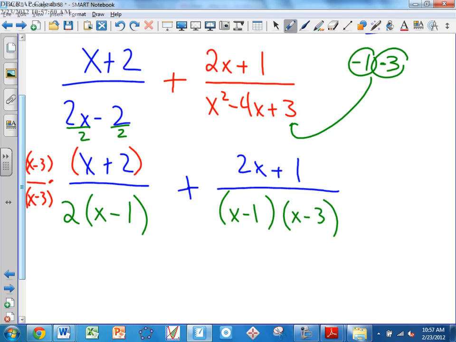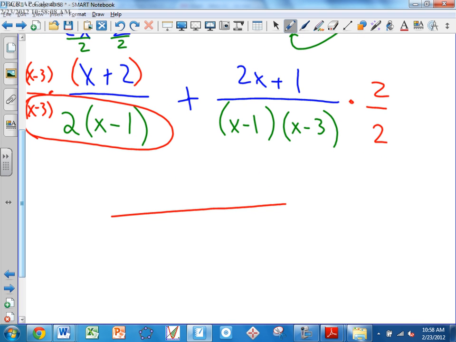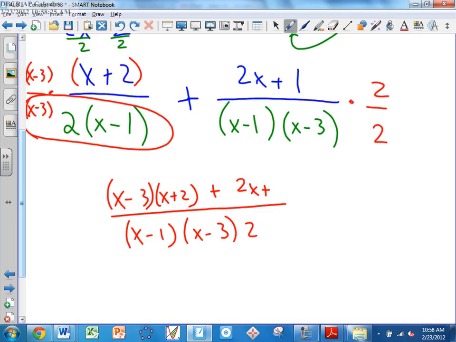Again, my denominator over here, take a look at it please, consists of now x minus 3, x minus 1, and 2. So I've got x minus 3, I've got x minus 1, I need the 2. Do I have to change my denominators now? I just write them together as one denominator. Now, in the numerator though, we got a lot of work to do. We're going to have x minus 3 times x plus 2, we got to multiply out, and then we have to add 2x plus 1 times 2.